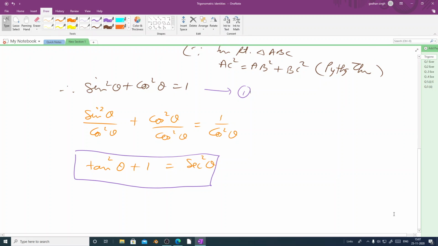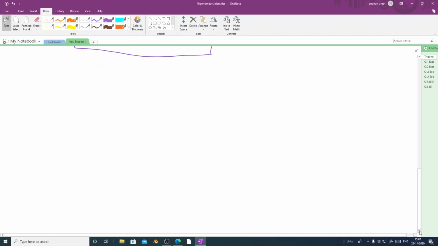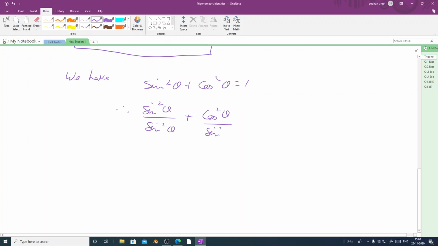So let's rewrite this again. We have sine square theta plus cos square theta equal to 1. Now dividing both sides by sine square theta, what we will get is sine square theta over sine square theta plus cos square theta over sine square theta equal to 1 by sine square theta. And we know that if we divide the same quantity with itself, what we get is 1, and it should be non-zero here.